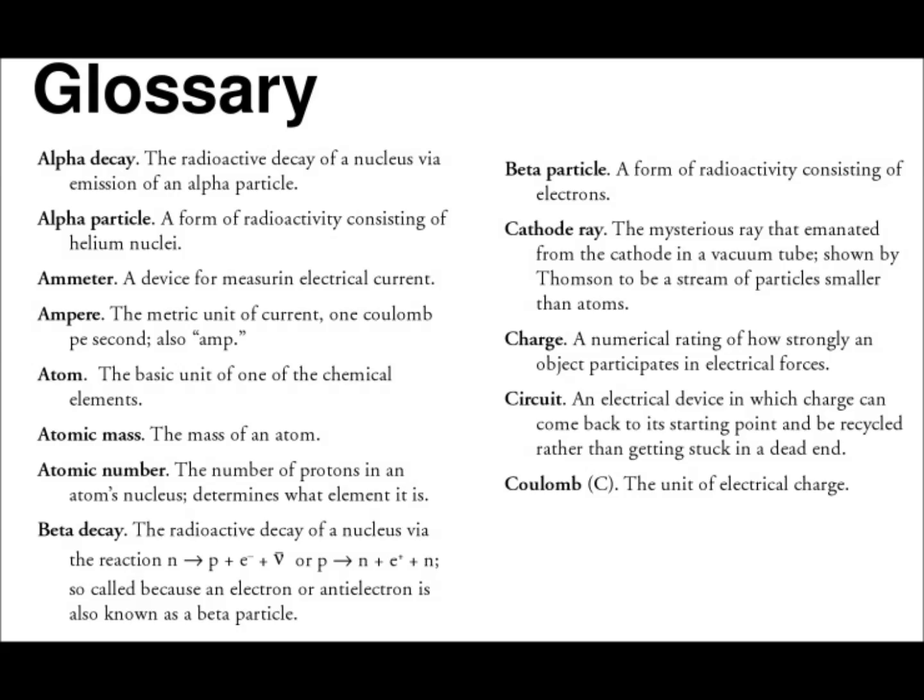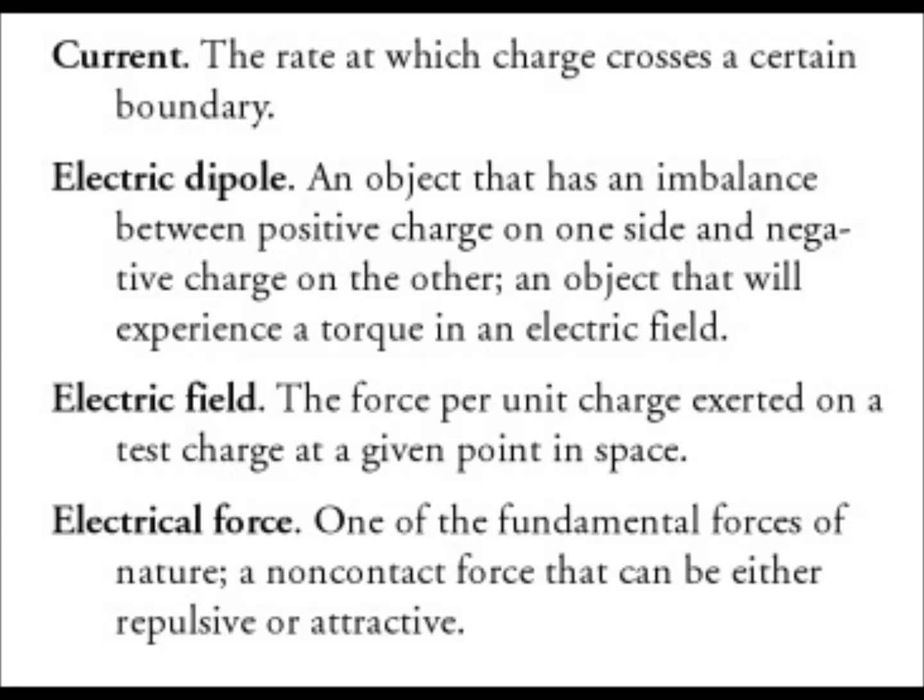Cathode ray, the mysterious ray that emanated from the cathode in a vacuum tube, shown by Thomson to be a stream of particles smaller than atoms. Charge, a numerical rating of how strongly an object participates in electrical forces. Circuit, an electrical device in which charges can come to its starting point and be recycled rather than getting stuck in a dead end. Coulomb, the unit of electrical charge. Current, the rate at which charge crosses a certain boundary.